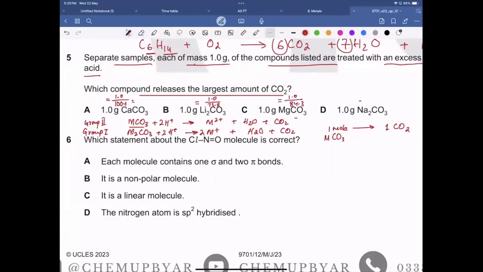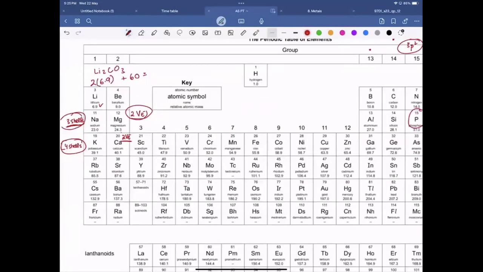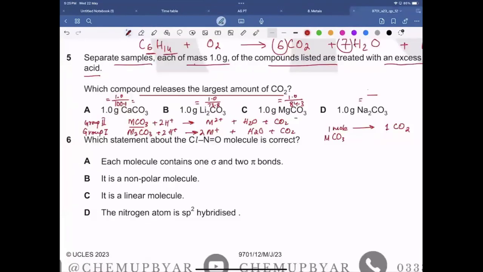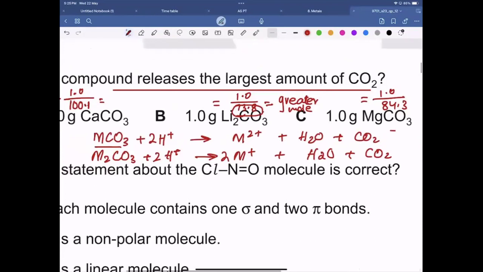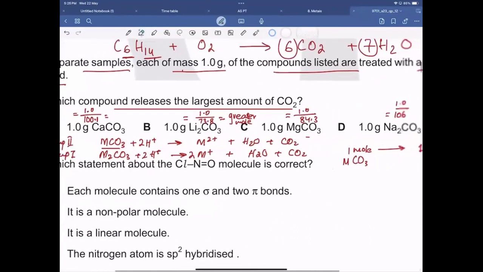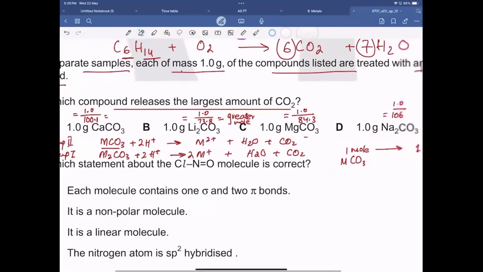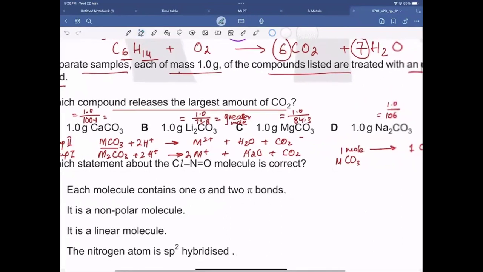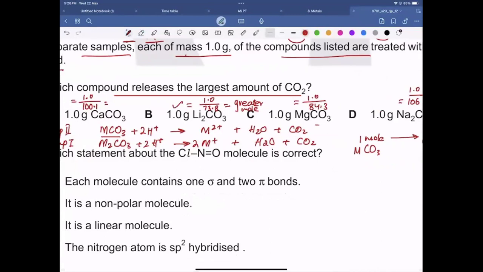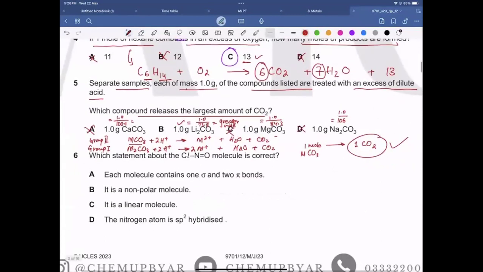And over here, it's 23, 23. So 46, and it's going to be 106. So 1.0 over 106. If you see, this one has a smaller value in the denominator, so the greater number of moles I am going to find for lithium carbonate, because it's just 73.8 in the denominator, which is the smallest among them. So it will give me the greatest moles, and so the greatest amount of carbon dioxide. My correct answer is B. A, C, and D go wrong. So B is the correct answer. Is this understandable to all of you?